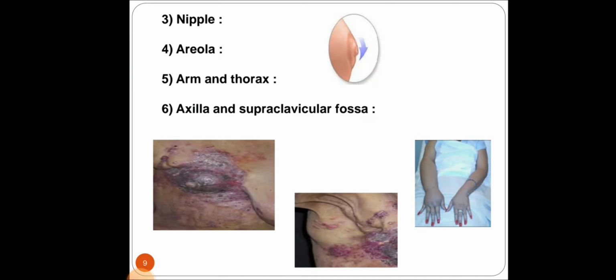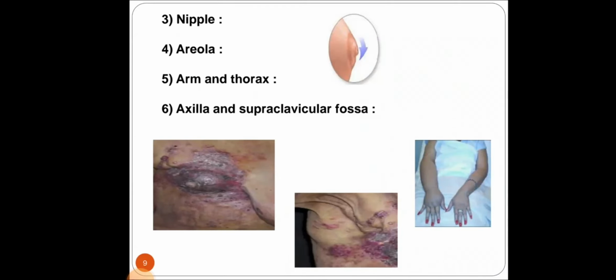Then the number, meaning there are conditions when there is more than one nipple, more than one nipple can be present on one side, so the number has to be noted. Then the size, shape, the surface, and whether there is any discharge from the nipple or not, all these things have to be noted when you examine the nipple.